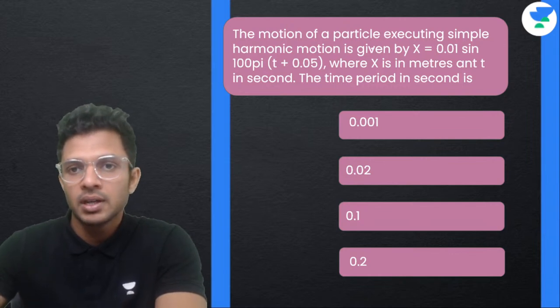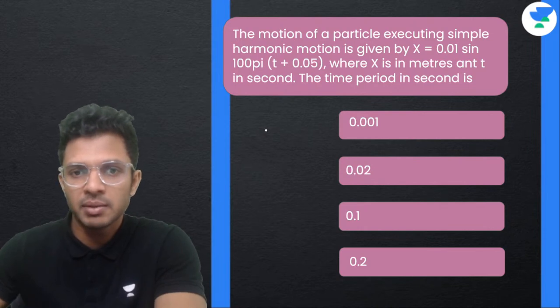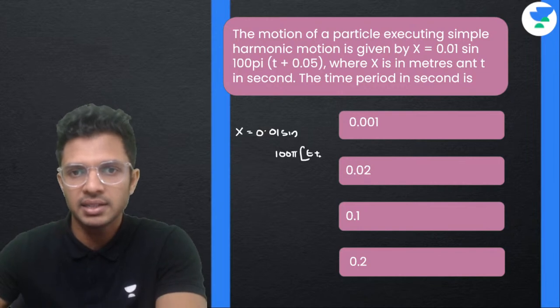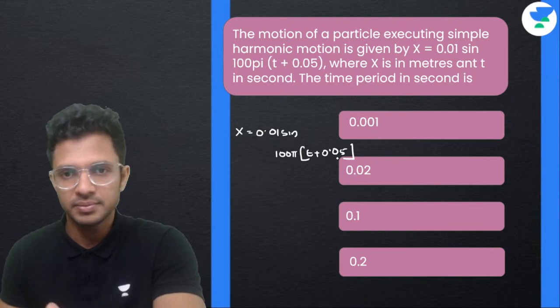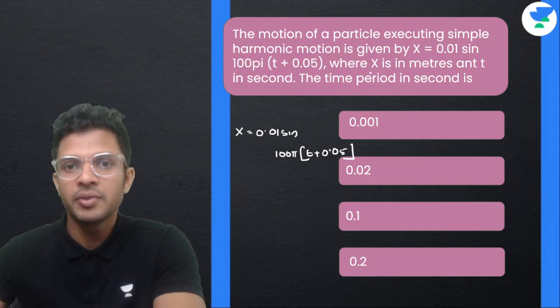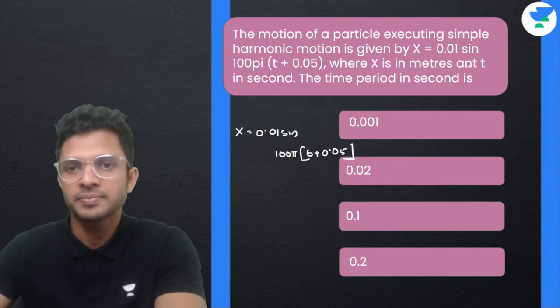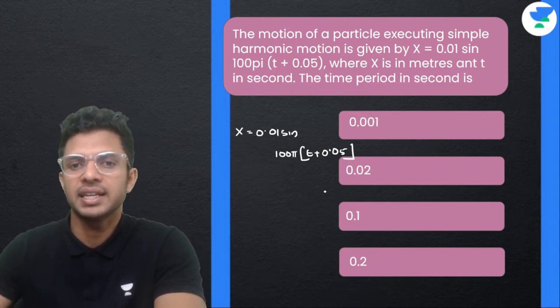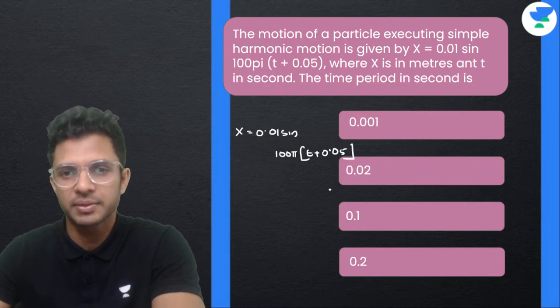Now, a particle undergoing simple harmonic motion has displacement given by 0.01 sine, I'm going to write it at the bottom, 100 pi inside the bracket t plus 0.05, where x is in meters and t is in seconds. The question is, the time period in seconds is, time period kitna hota hai?